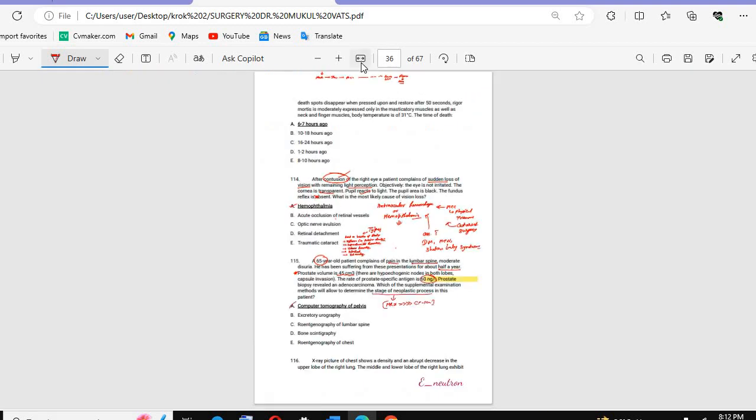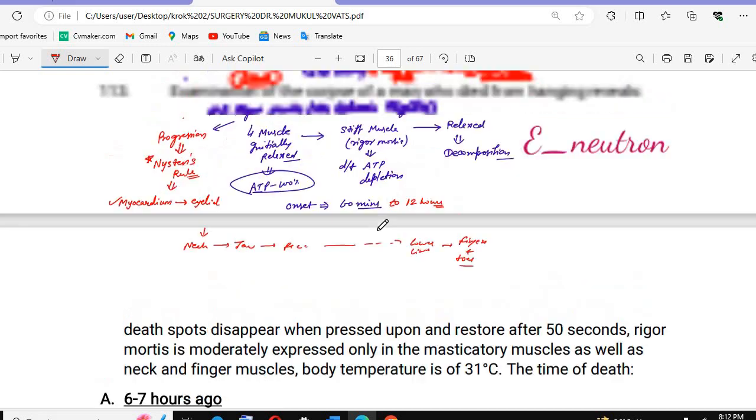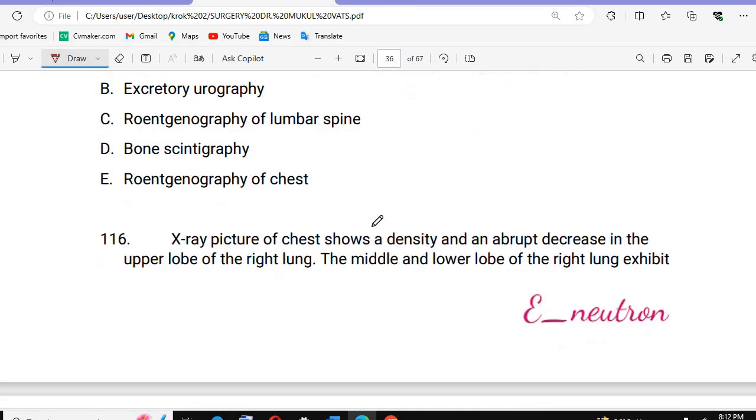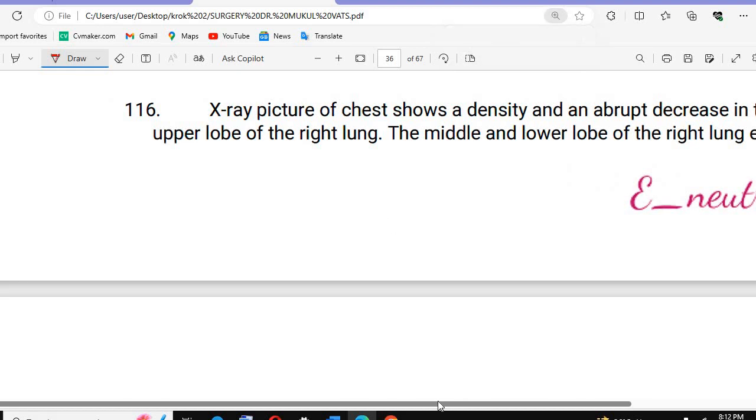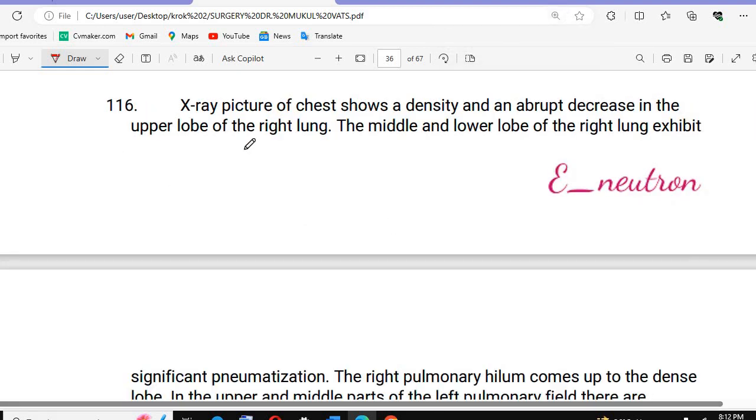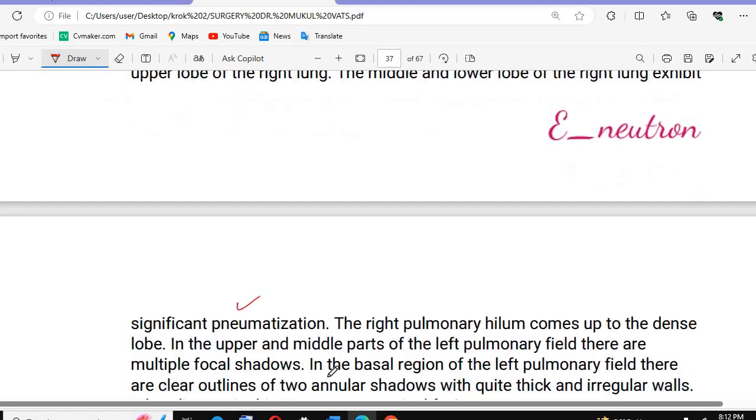After that, we have seen the X-ray picture. The X-ray picture of the chest shows a density and abrupt decrease in the upper lobe of the right lung. The middle and lower lobes of the right lung exhibit significant pneumatization. The right lung is closed up to the dense lobe.